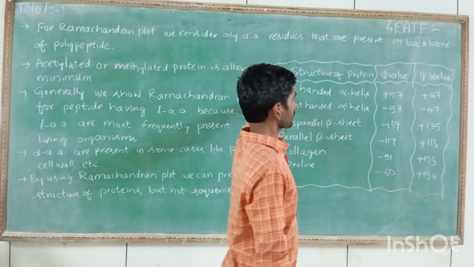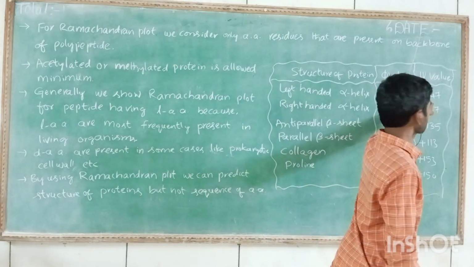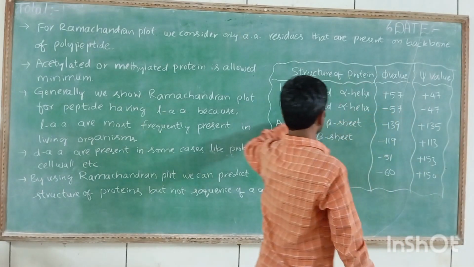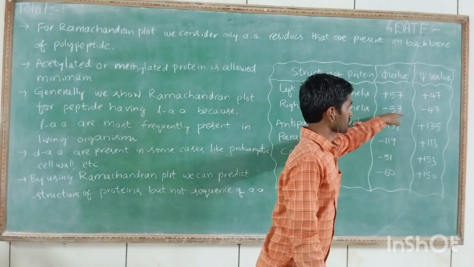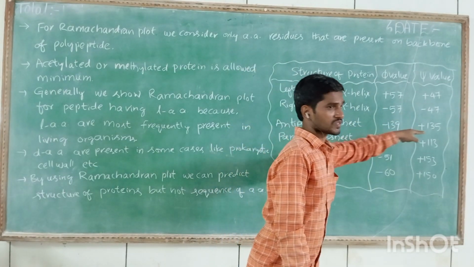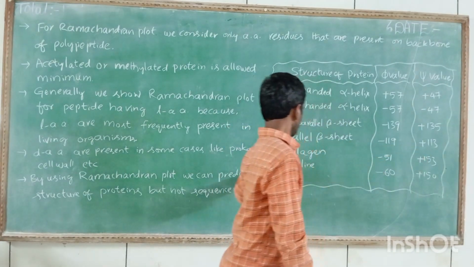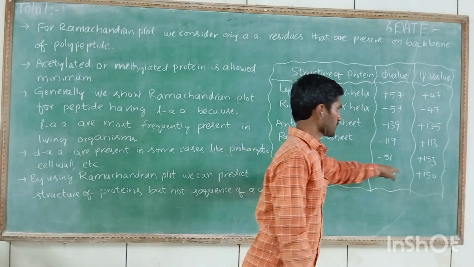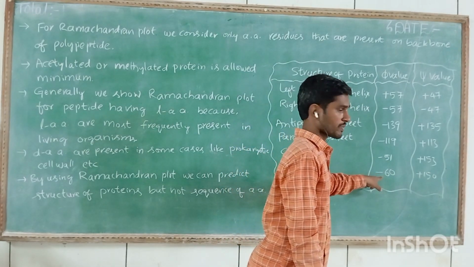Left-handed alpha has phi value plus 57 and psi value plus 47, and right-handed alpha has phi value minus 57 and psi value minus 47. Anti-parallel beta sheet: minus 139, plus 135. Parallel beta sheet: minus 119, plus 113. Collagen: minus 51, plus 153. Proline has minus 60 and plus 150.